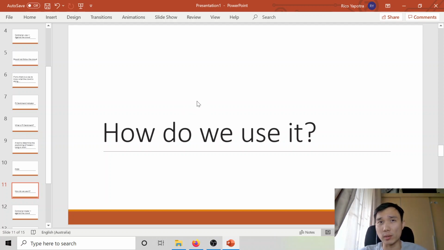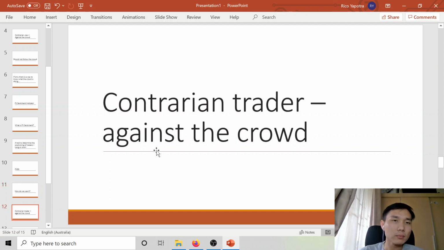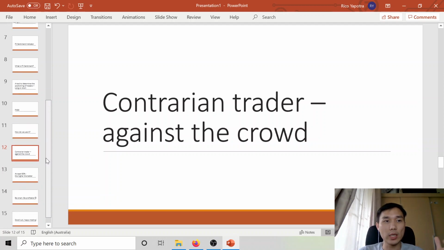Then how do we use it? How are we going to use this data to make a better trading decision? Again, we remember the stat: 75% of retail traders are losing money. So we want to be contrarian traders. We do not want to follow the majority of traders. We want to be against the crowd, and that's what we need to do.